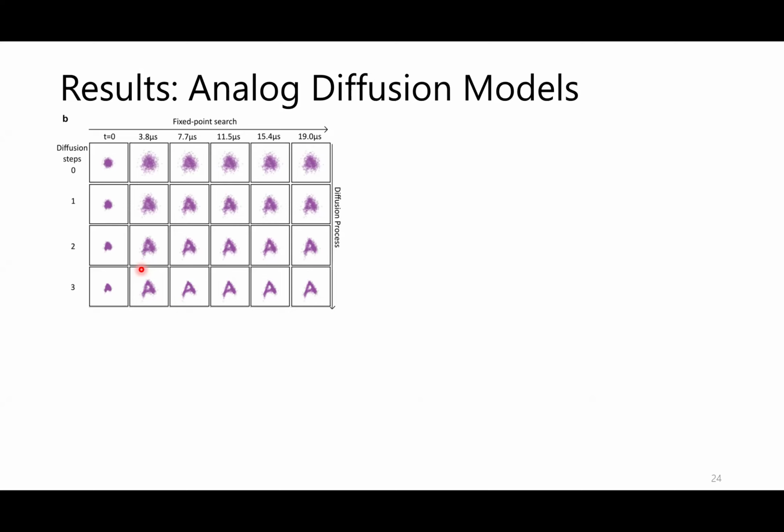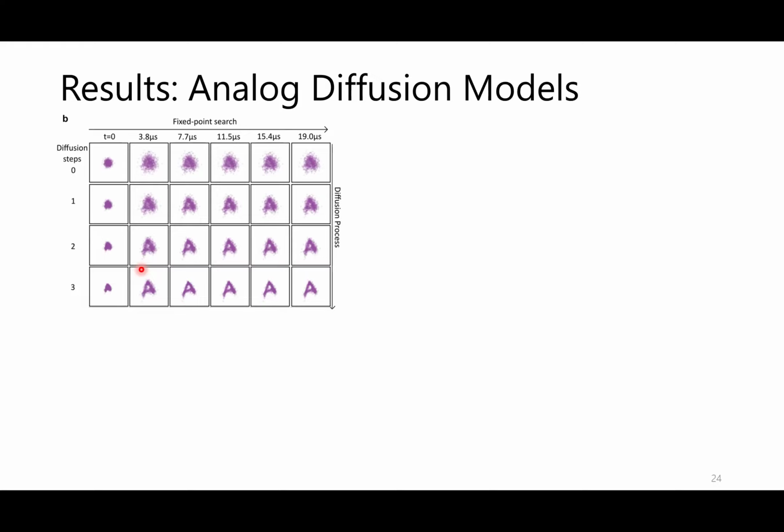For diffusion models, people might know that diffusion models themselves are iterative, but it doesn't work to just directly use diffusion models out of the box on our system. And our team has come up with a stepwise diffusion process where we break down each diffusion step into a fixed point search.